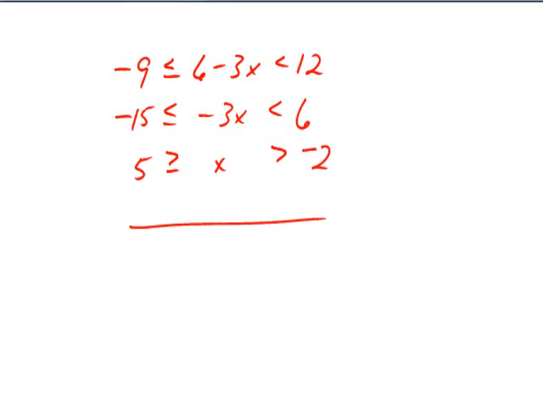On a number line, my interval for the solution would go from negative 2 to 5, not including the negative 2, but including the 5. Interval notation would be written as negative 2 to 5, not including the negative 2, but including the 5. So in that case, because of the division by negative 3, division by a negative number, my inequality signs had to turn around.